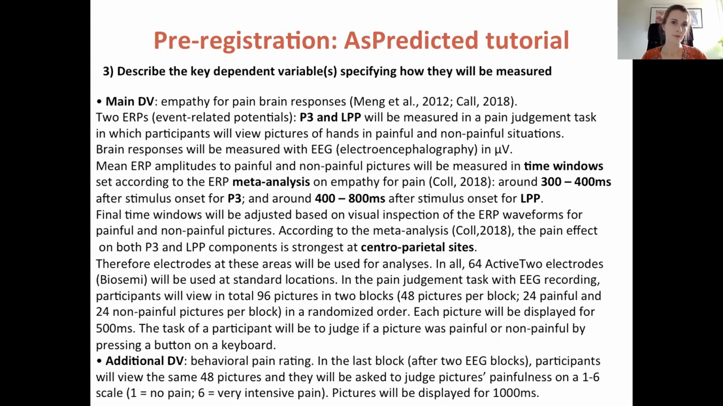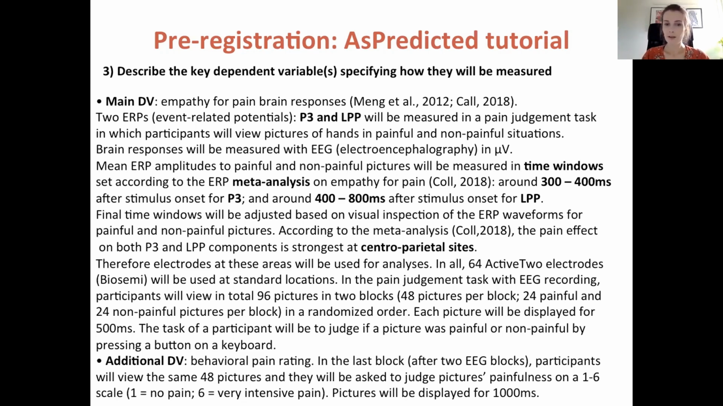In the third question, you need to describe the key dependent variables and how they will be measured. So in this case, I defined my main dependent variable and also the additional dependent variable. The main dependent variable were the ERP responses, especially the P300 and the LPP amplitudes for the painful pictures. And I also defined the time windows that I expect to observe: the P300 between 300 and 400 milliseconds, and the LPP, the late positive potential, around 400 to 800 milliseconds. And I also registered that I plan to observe those 2 components at the central parietal sites of the electrodes.